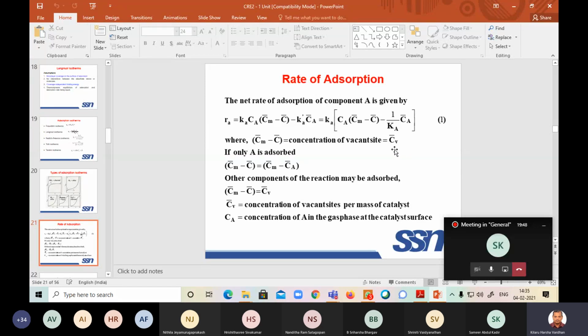So if there is only one gas which is being adsorbed, then Cm bar minus C bar is nothing but Cm bar minus Ca bar. C bar is nothing but the concentration which is adsorbed. If the gas contains only one molecule, then instead of C bar we can write Ca bar. If the gas consists of 2 or 3 molecules, then you cannot write like that, because other components of the reaction may be adsorbed.